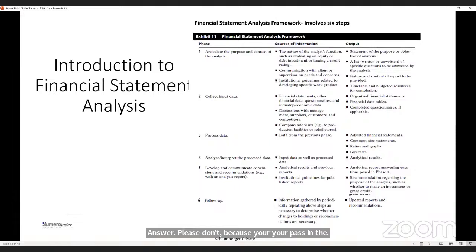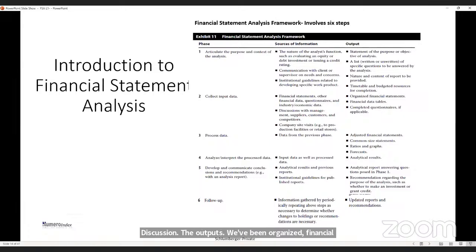All right. This is the summary of the financial statement analysis framework, right? Number one, what is your first phase? You want to articulate the purpose and the context of the analysis. So what is the information that you are looking for? Communication with the client, institutional guidelines, the nature of the analysis. The output is your statement of objective, SOP, your list. The next phase is you have to collect your input data. What are the things that you want to collect? All the financial statements, discussion. The output will now be organized financial statements and financial data.